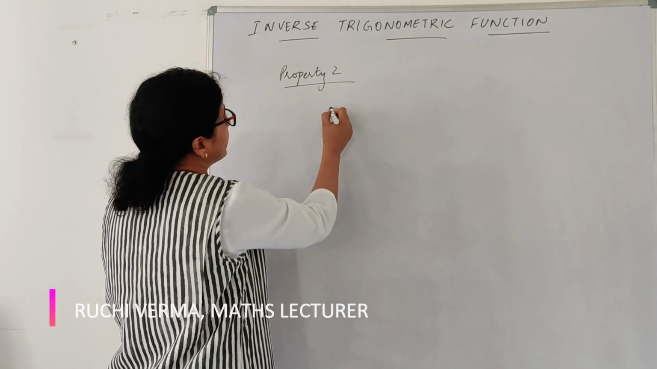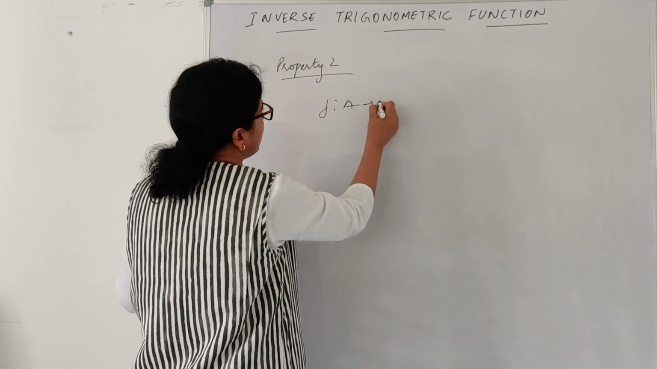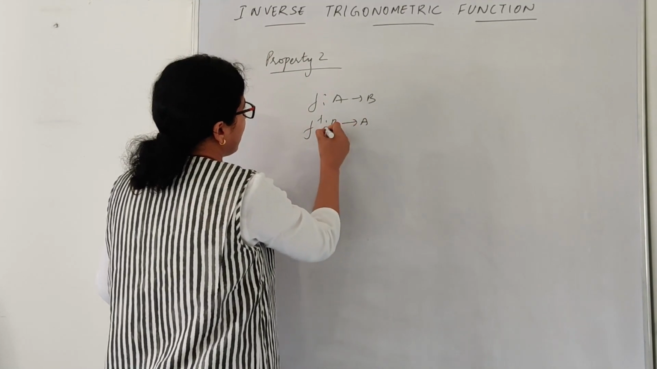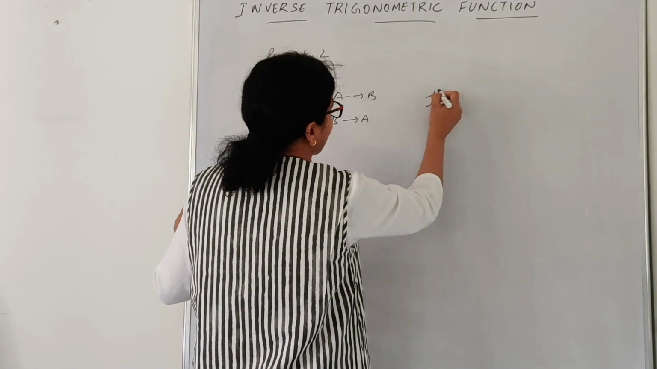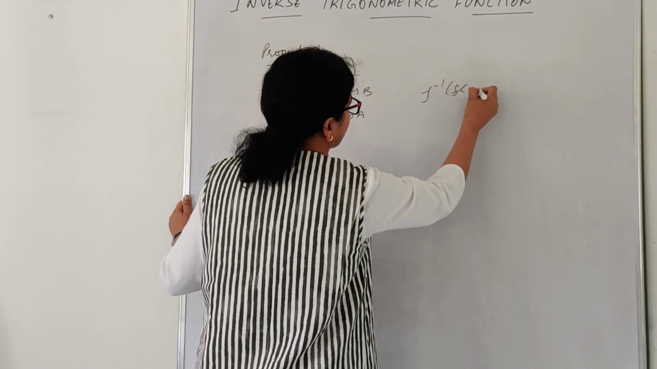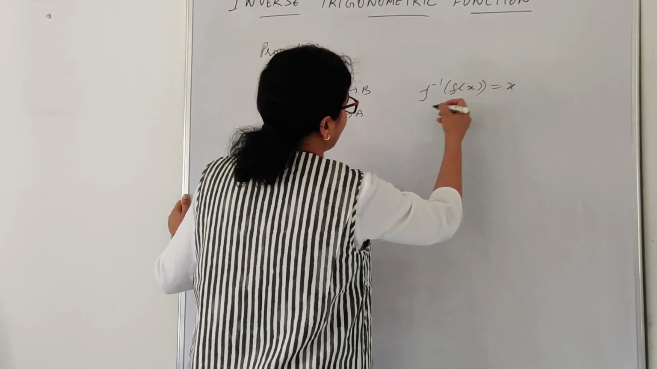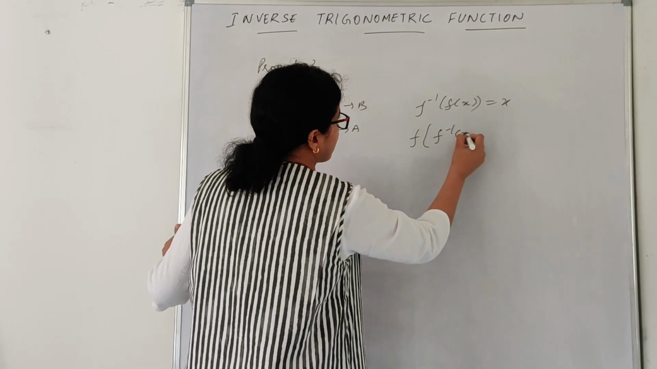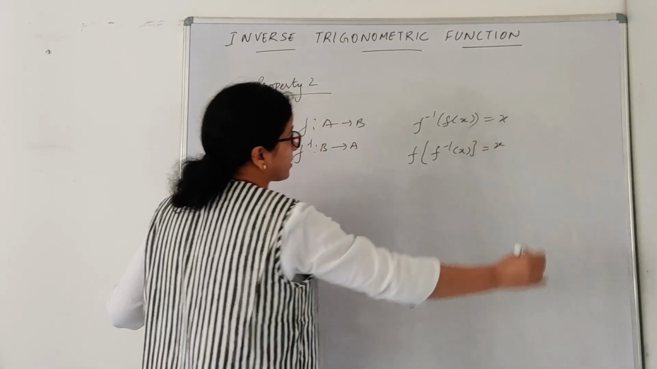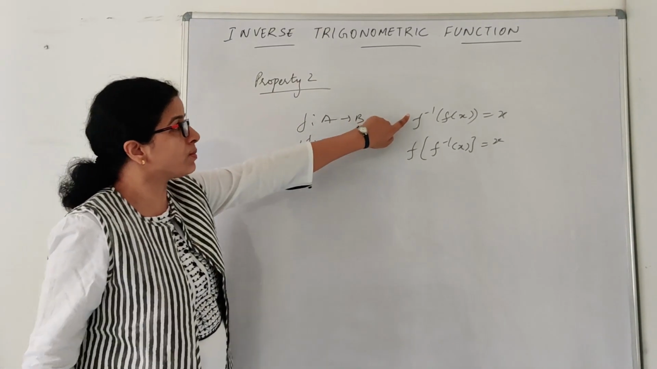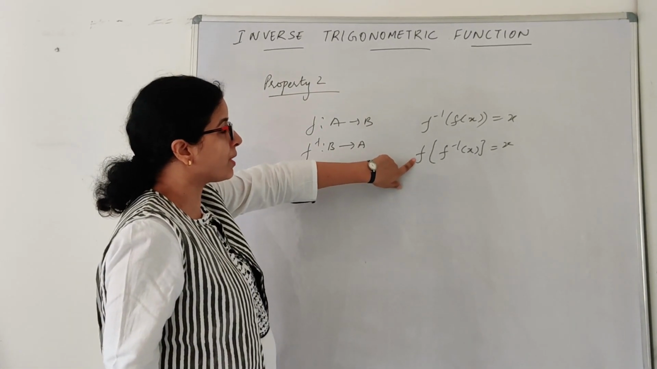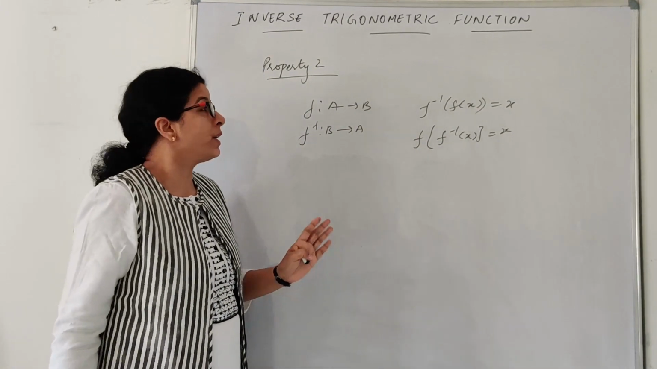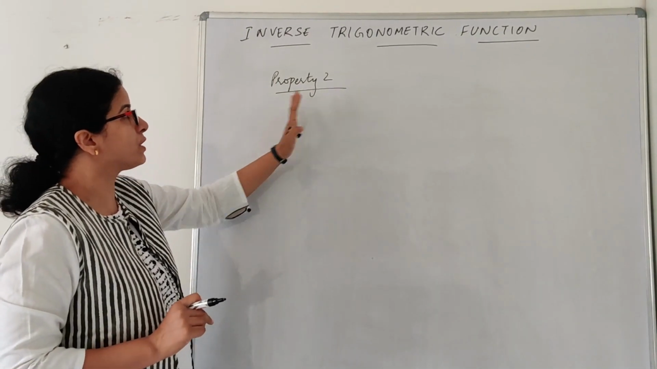So we have f from a to b and f inverse from b to a. Just now what we studied was f inverse of f(x) is equal to x, right? What we are going to learn is f of f inverse x equals x. Is that clear? This was my first property. Now in the second property I am going to learn f of f inverse x is equal to x. Okay. So now what does property 2 say for trigonometric ratios?